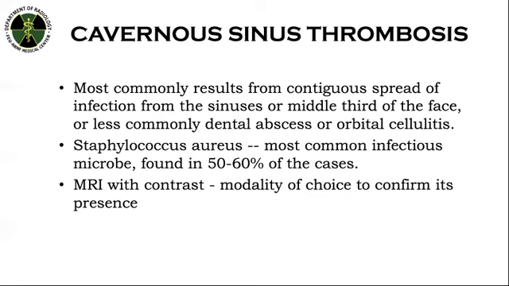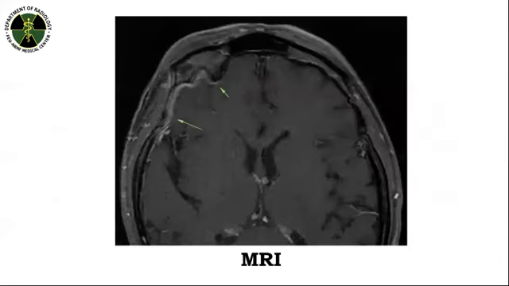And with your MRI with contrast, this is the modality of choice to confirm its presence. So if you are entertaining cavernous sinus thrombosis as a complication of the sinusitis, you will request for MRI with contrast for the evaluation of cavernous sinus thrombosis. So in MRI, this is an axial view showing you an example of your cavernous sinus thrombosis. Again, the diagnosis can generally be made on venography, MRI venography.